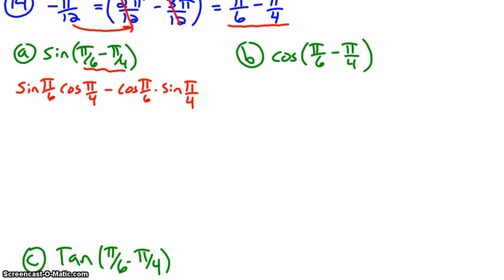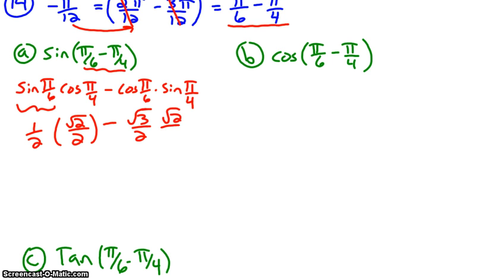Now we will be looking for exact values with this problem, and we should recognize that sine pi over 6 again is 30 degrees, and so what we're going to get is a value of 1/2. Cosine pi over 4, or 45, will give us radical 2 over 2, which we're used to seeing. The cosine of pi over 6 will give us radical 3 over 2, and the sine will give us radical 2 over 2.